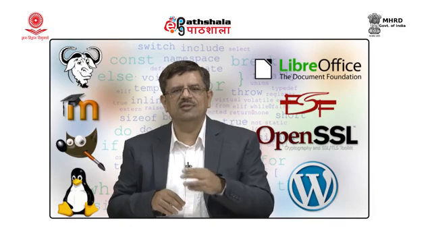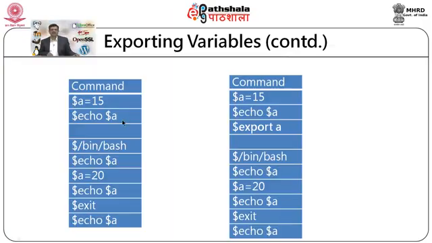So, when you see the another column, you can see in another column we have used export a. So, by using this export a, the value of a, that was 15, can be carried on to the child shell over here. When you execute this program, the second column will display 15 over here, whereas the first column will not display any content of a. So, this is how we can use export command to carry on the values of one shell into another shell. Let us move ahead.